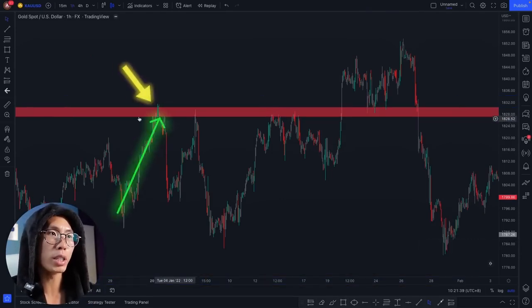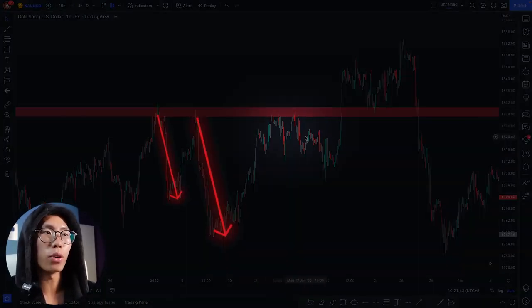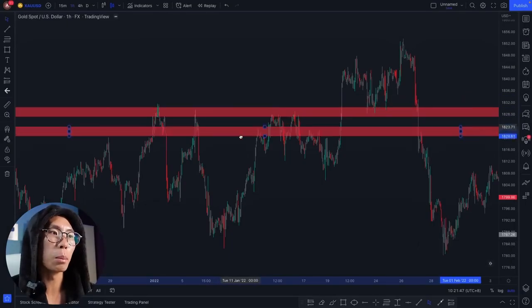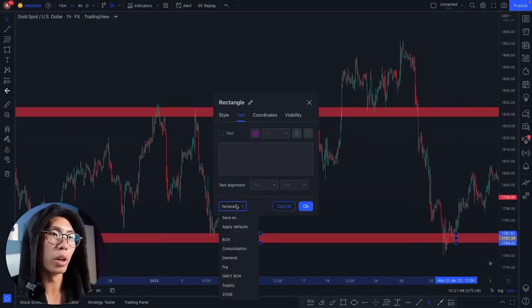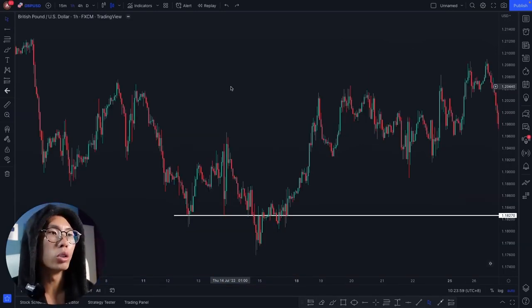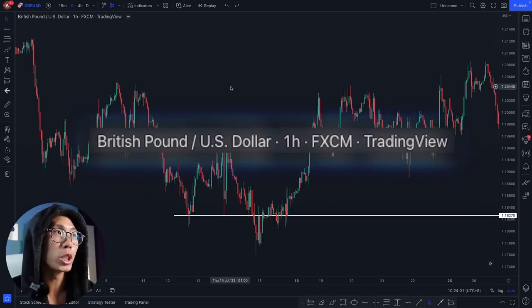Right here, whenever price goes up here, it always collapses 1 time, 2 times, 3 times, 4 times. So this is a very strong supply zone, and I can draw another demand zone at this key support area right here. Now I'm going to show you this strategy on GBP USD, the Great British Pound against the US dollar.